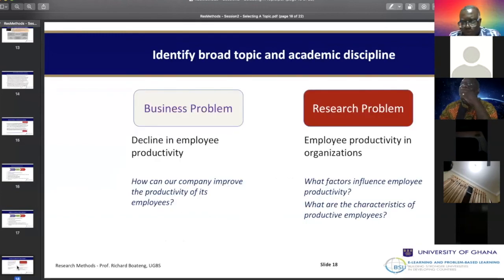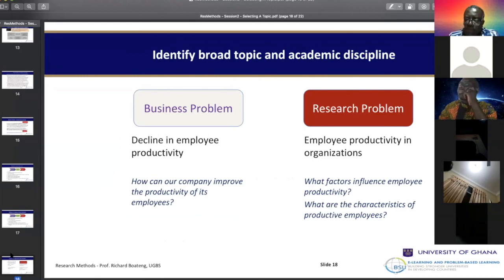But let me come to one point. For every business problem you have, you can have 1,001 research questions, or research problems. For example, what you see here is that a student has a business problem in his office, a decline in employee productivity. So he's asking a question: how can our company improve the productivity of its employees? When you go into the literature, you can study this from different perspectives. So I can go into my literature and search for employee productivity in organizations, or employee productivity.